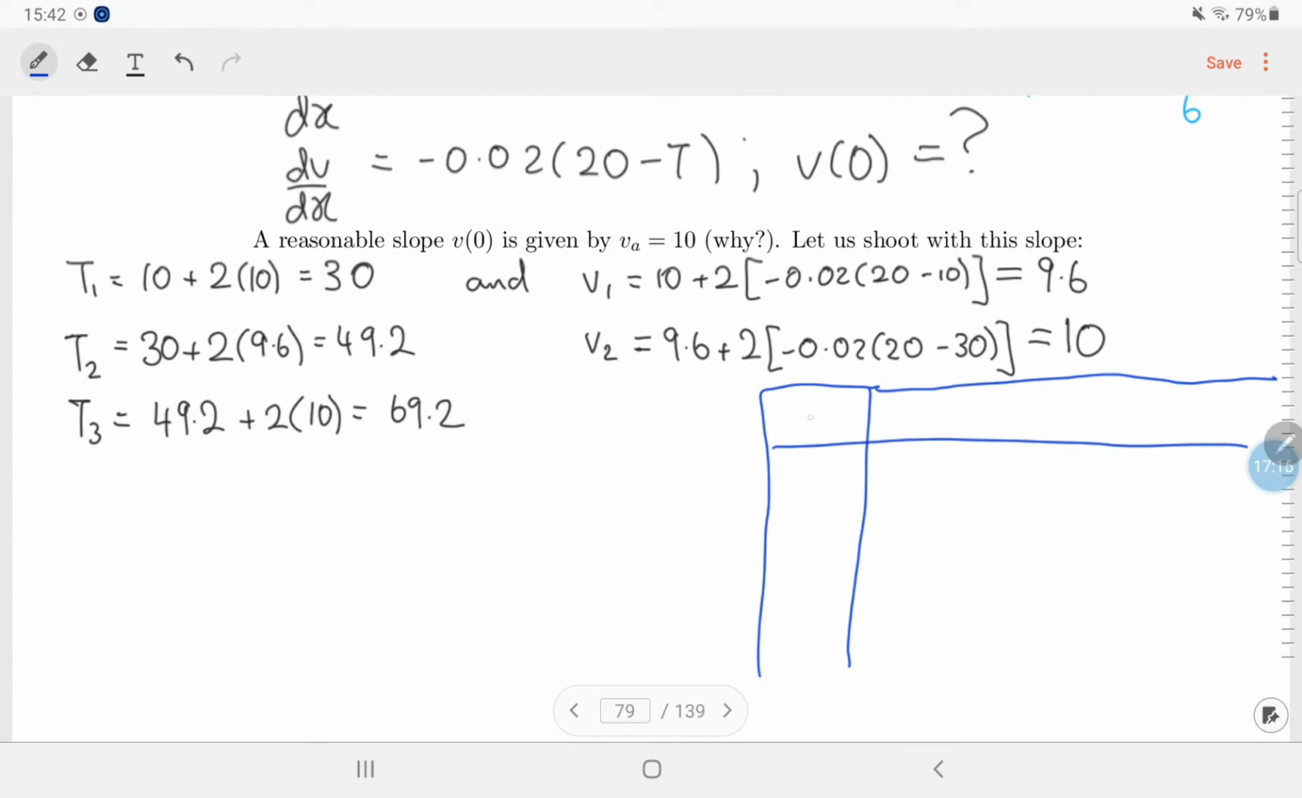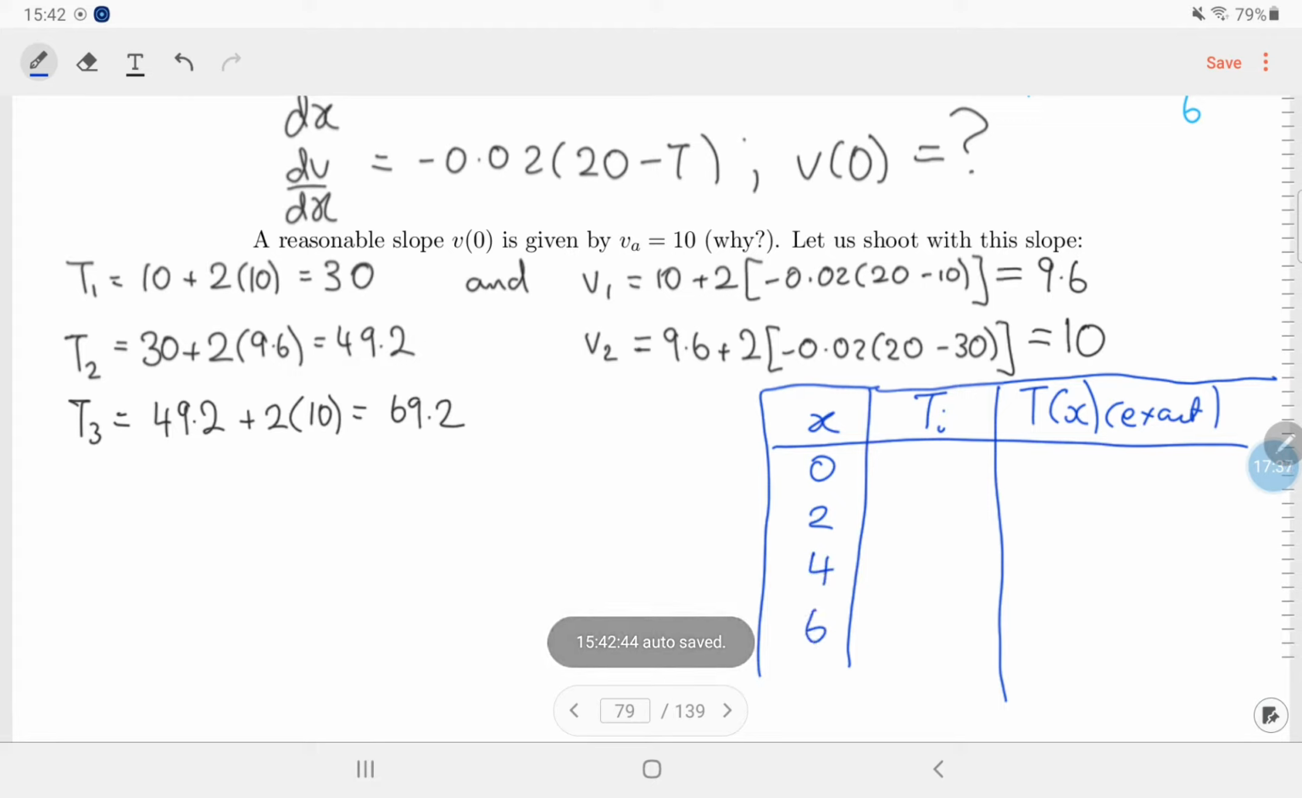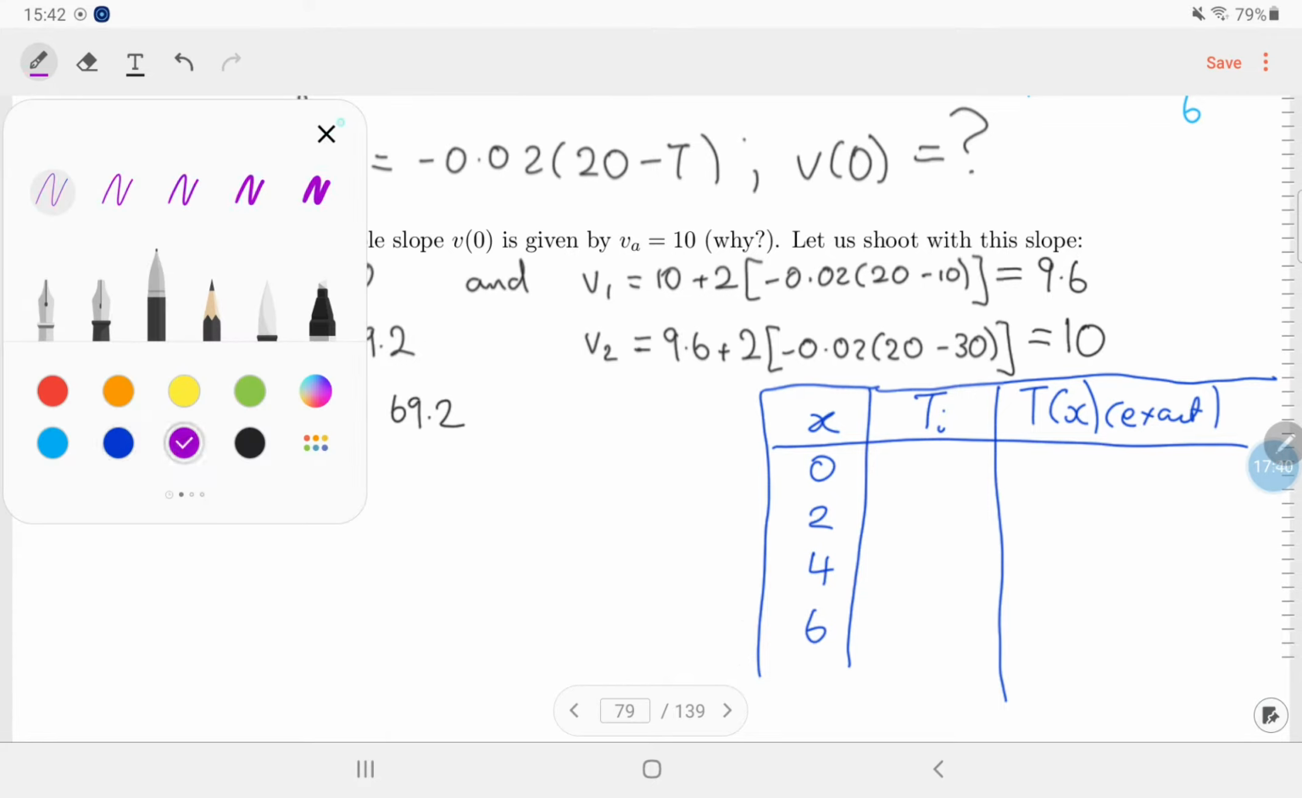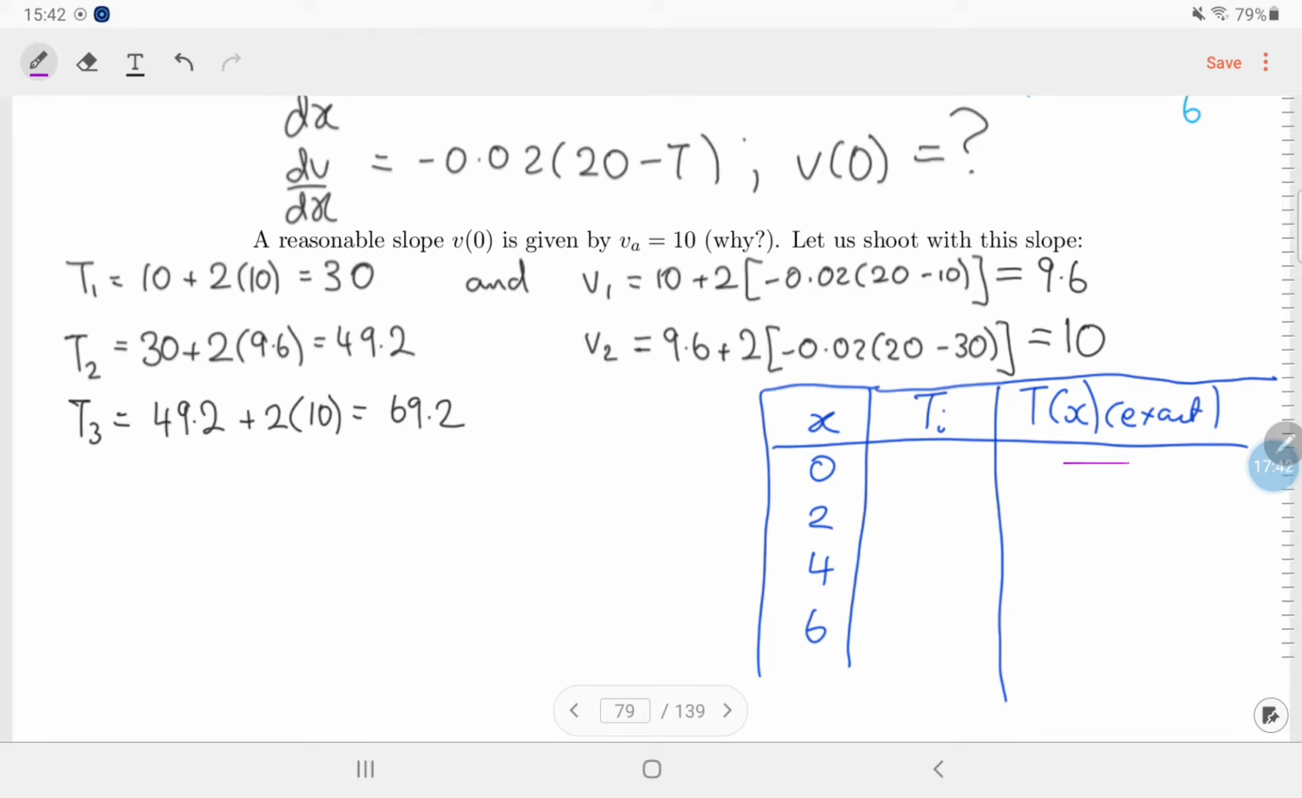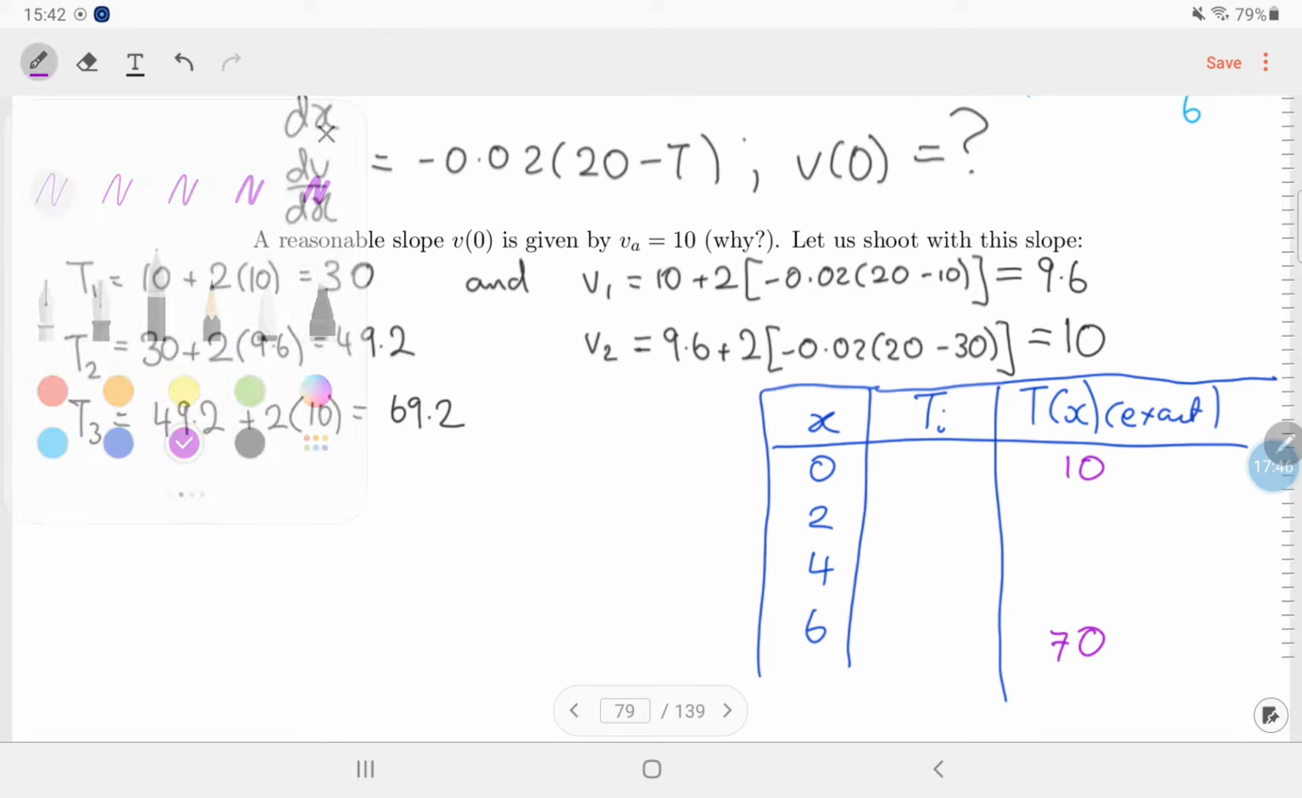So we got x, t. Now this is ti, so these are Euler methods. I don't think we really need the v's here, but I will put in t of x, which is exact. Okay, so you had x equal to 0, 2, 4, and 6. Now what we know in terms of the exact solution is this is supposed to equal 10, and this is supposed to equal 70.